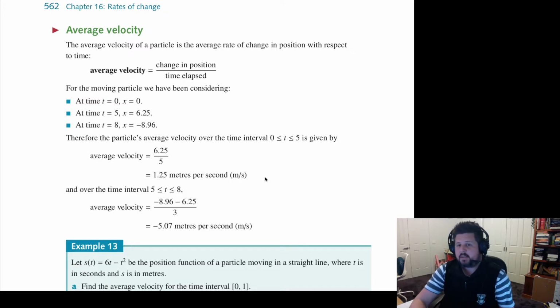Perfect. If you're asked to calculate the average velocity, for example, between 5 seconds and 8 seconds, obviously we need to find the change in position and then the change in time between each of those. So again, to calculate the change in position, you would do this one here, which is negative 8.96, take away the 6.25, that would tell you the change there. And that's going to be divided by the change in time. So the change in time would be 8, take away the 5, which is 3. In this case, you would get negative 5.07 meters per second as being the average velocity.